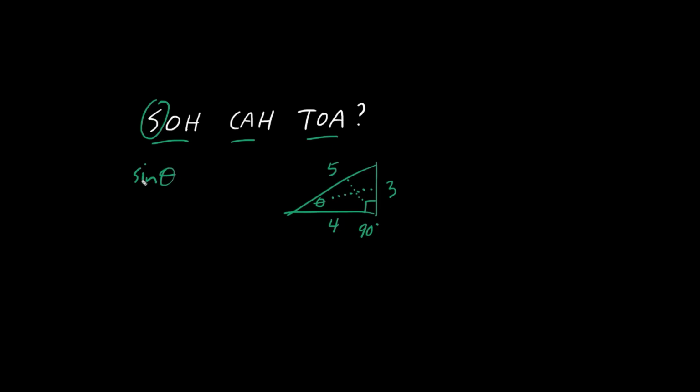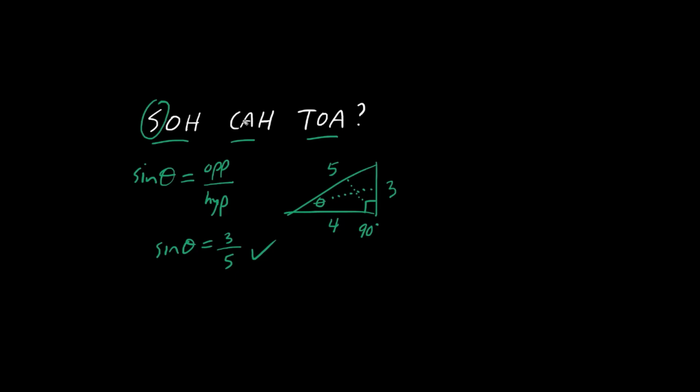Sine theta, sine of the angle, not sine times the angle, sine of the angle equals O, which represents opposite, over H, which is the hypotenuse. So what is sine theta? Sine theta is 3 over 5, opposite, which is 3, over 5, the hypotenuse. So the same goes with cos and tan.